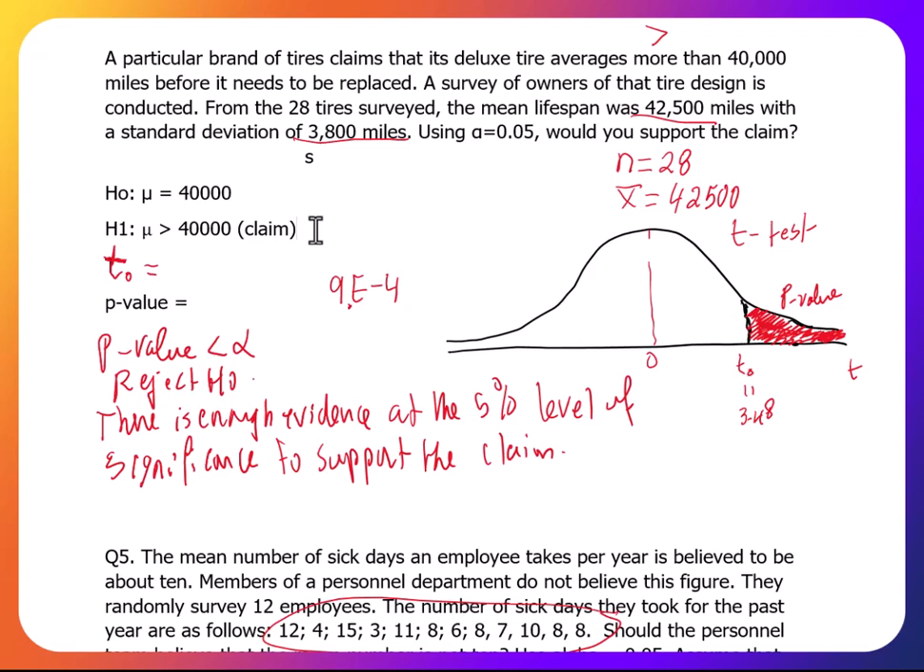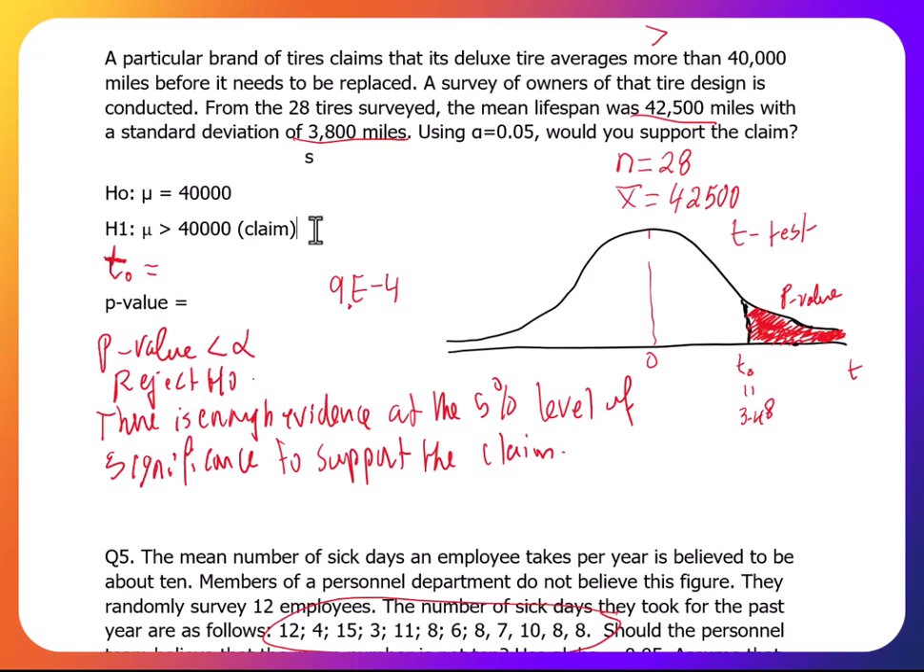A survey of owners of that tire design is conducted. From the 28 tires surveyed, so n is 28, the mean lifespan was 42,500. So x-bar, guys, is 42,500 with a standard deviation of 3,800. He's referring to the sample, so it is s, and this is really the common case, guys. He didn't say population standard deviation like in the previous exercise. Use alpha equal 5%. Can you support the claim? Since he gives us the sample standard deviation, it's going to be a t-stat, t-distribution test.